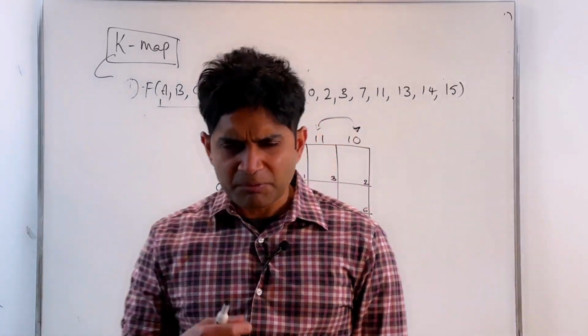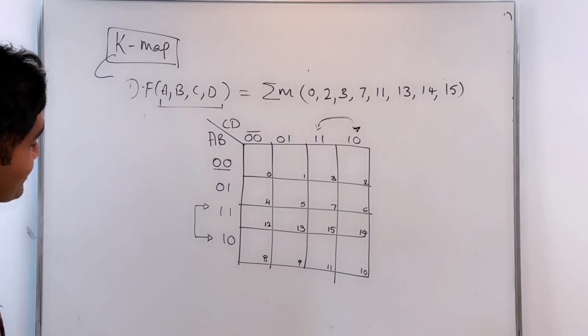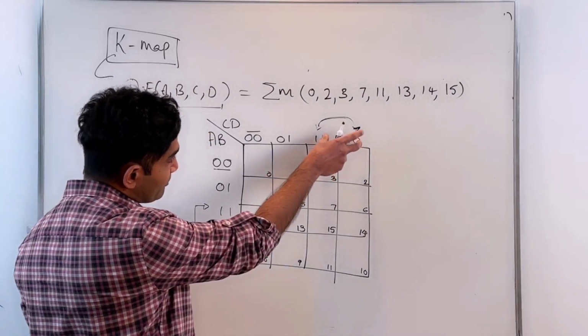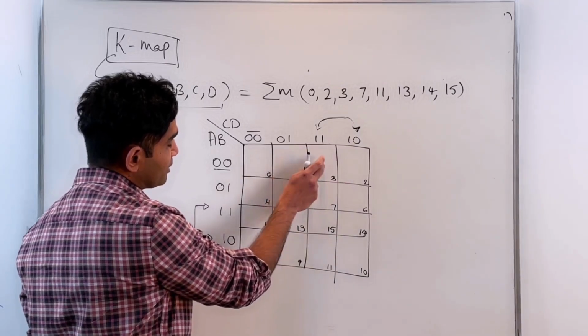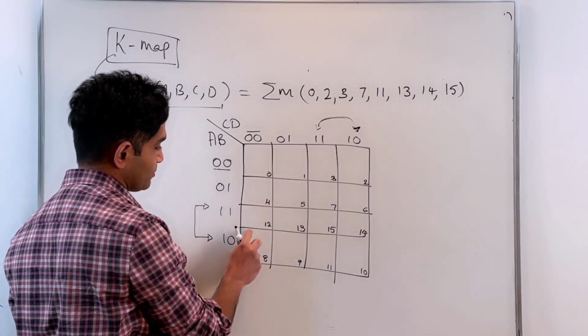I can do that. But before we do that, let me ask you which cells are adjacent. By making this swap, I ensure that these two cells are adjacent to each other. These two cells are adjacent, these two cells are adjacent, these two, and so on.